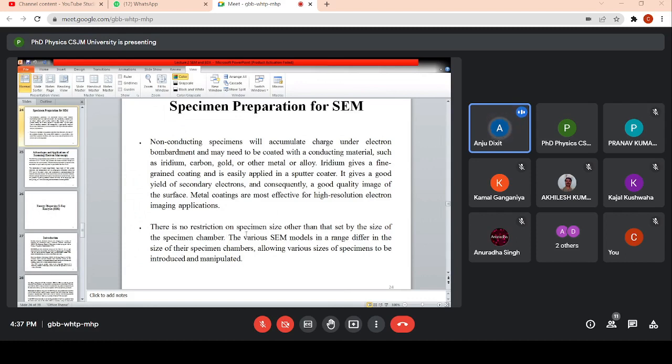So there is no restriction on specimen size other than that set by the size of the specimen chamber. तो इसमें वैसे तो साइज की कोई ऐसी रिक्वायरमेंट नहीं है, लेकिन फिर भी जो भी आपके स्पेसिफिकेशन है उनको फॉलो करना होता है. So the various SEM models in a range differ in the size of the specimen chamber. इसको स्टब कहते हैं, जिसपे सैंपल को रखा जाता है, जो होल्डर होता है जिसमें सैंपल को रखा जाता है उसको स्टब कहते हैं.